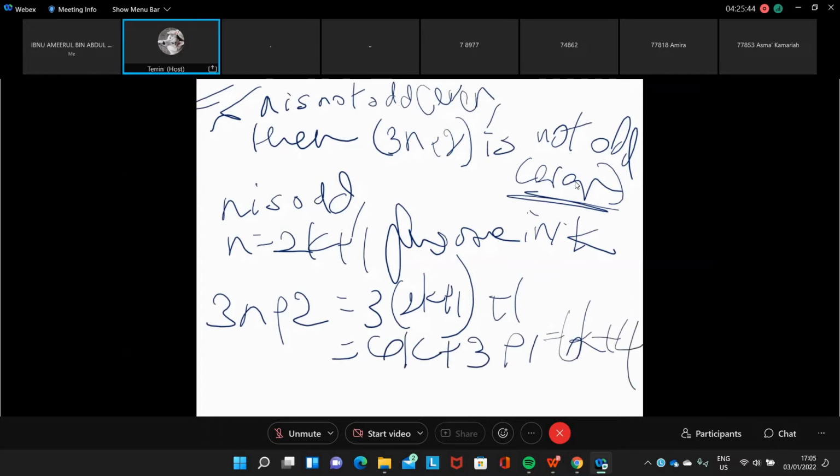Sorry, did I get it wrong? n is odd, it should be odd, isn't it? I did it wrong because n is meant to be an even number, but I'm getting an odd number, so I did it wrong. It shouldn't be odd. It should be even. And then the outcome should be even. So when n is even, then n equals to 2k. So 3n plus 2 is this.